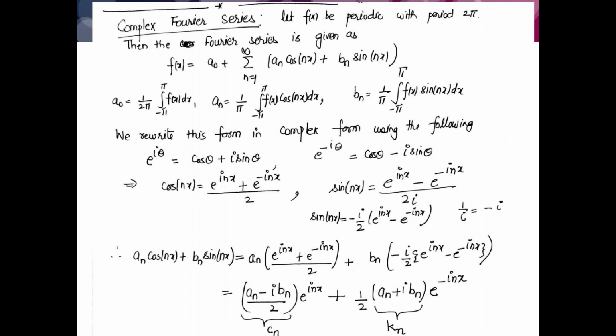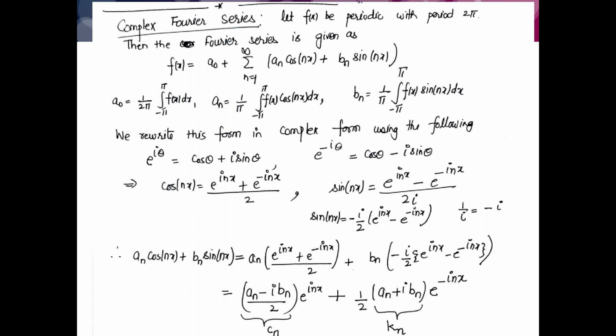To find the complex Fourier series for a periodic function, we just rewrite the usual Fourier series in complex form. For this, we will use the following 2 results: e raised to power iota theta is cos theta plus iota sin theta, and e raised to power minus iota theta is cos theta minus iota sin theta. Using these, we can write cos theta and sin theta in terms of exponential functions. So cos nx is e raised to power iota nx plus e raised to power minus iota nx, divided by 2. Similarly, we can find sin nx in terms of exponential functions.